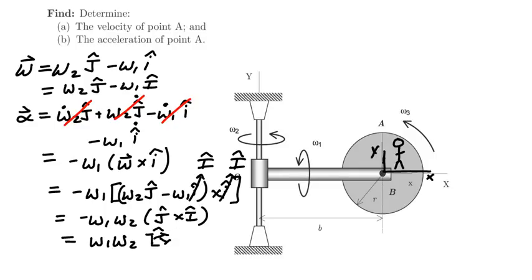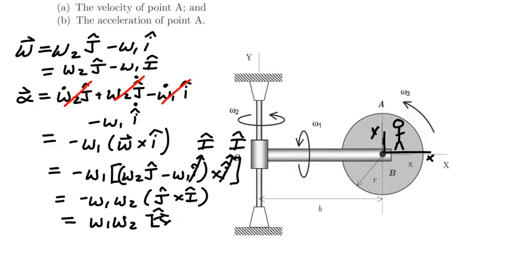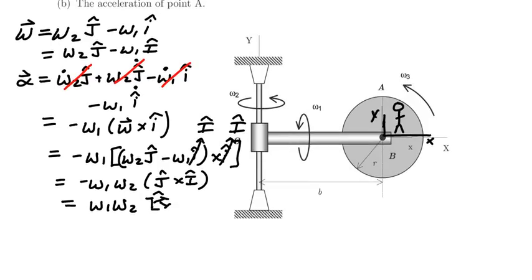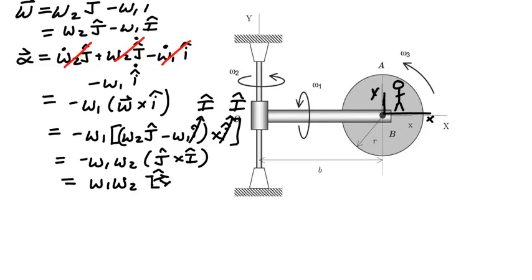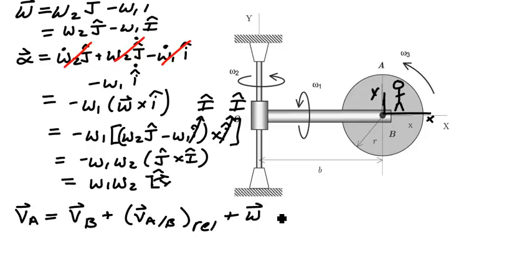So now that I have those, I can go ahead and work on trying to find the velocity and acceleration of point A. So to start with the velocity of point A, I can say that the velocity of point A is going to equal the velocity of point B plus the velocity of A with respect to B as seen by our observer, who is now attached to and rotating with bar OB, plus the angular velocity of the rotating frame crossed with the position vector of A with respect to B.